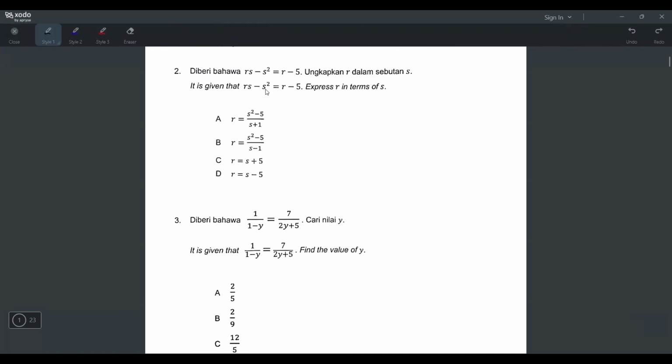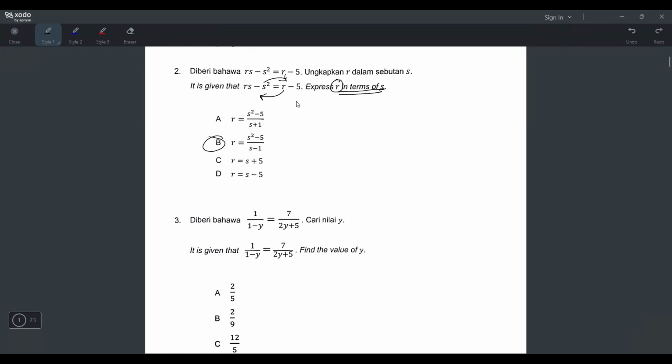It is given that rs minus s squared equals r minus 5. Express r in terms of s. It means that you want to find r equals. If they say r in terms of s, it means r equals. So look at A, B, C, D. Semua cari r. Means you kena jadikan r single, right? Okay, so let me do it fast. I think this one move over here, this one move over here, and then factorize. Okay, the answer is B.